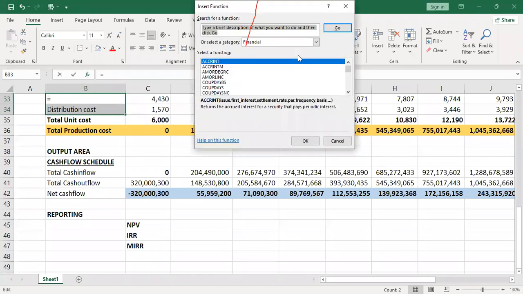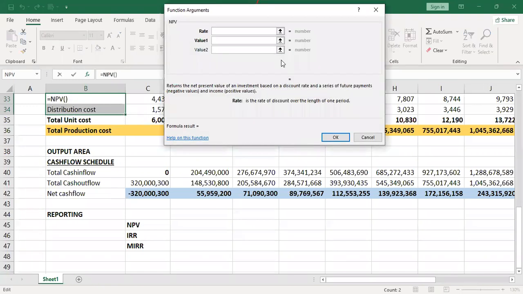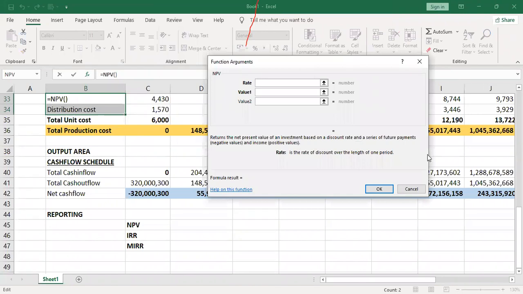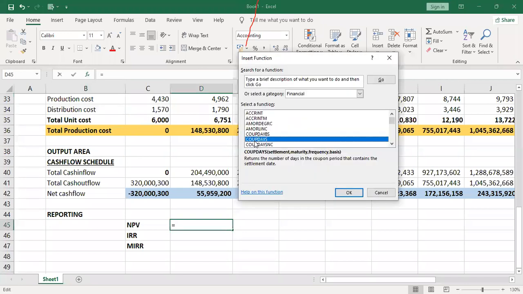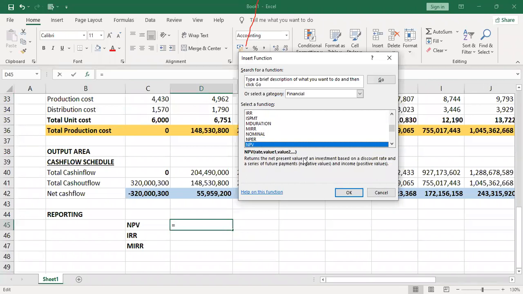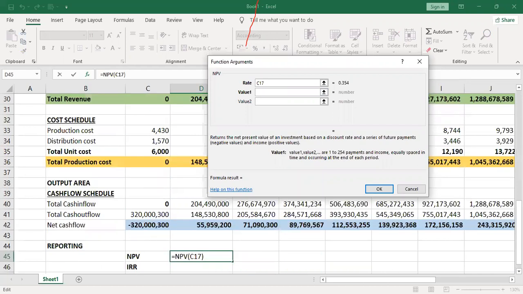Then you look for financial, then look for NPV, and then you click on OK. For Rate, you click on the discount factor, and in this case, my discount factor is 35.4%. You click on Value 1, select all the net cash flows from year 1 up to year 12.